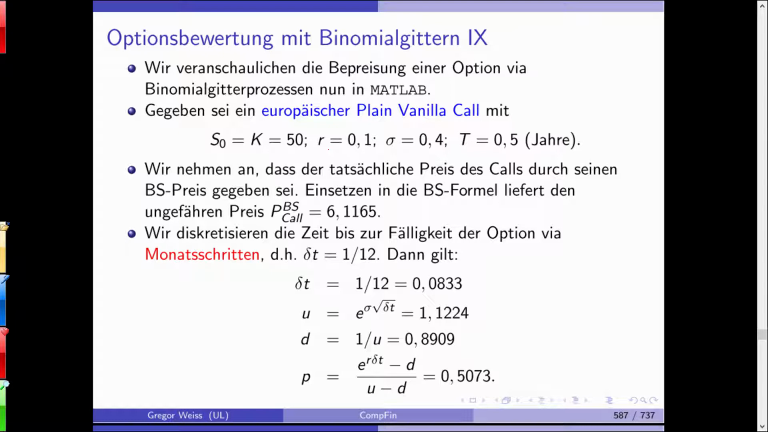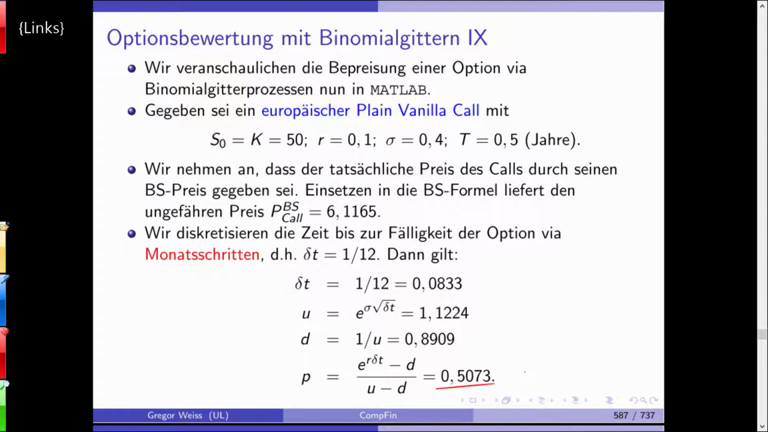That is an assumption. We are not talking about market prices. Market prices can be equal to the Black-Scholes price. They can be off both prices. But for illustration, we assume that the Black-Scholes price is the true price. That's the actual price. In this case, it's 6.1165. We discretize this half a year in steps of 1 month. So we have delta t is equal to 1/12. U, D, and those pseudo risk neutral probabilities, they are given by these quantities. And here you can see that it's not equal to 50%. It's slightly different to 50%.